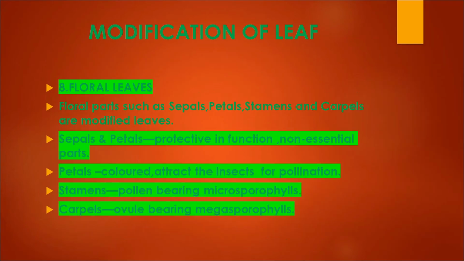Floral leaves. Floral parts such as sepals, petals, stamens and carpels are also modified leaves. The sepals and petals are protective in function and are considered non-essential parts of the flower. Petals are colored and attract insects for pollination, whereas the stamens and carpels are the essential parts. The stamen bears the pollen. Stamens are the pollen-bearing microsporophylls and carpels are the ovule-bearing megasporophylls.